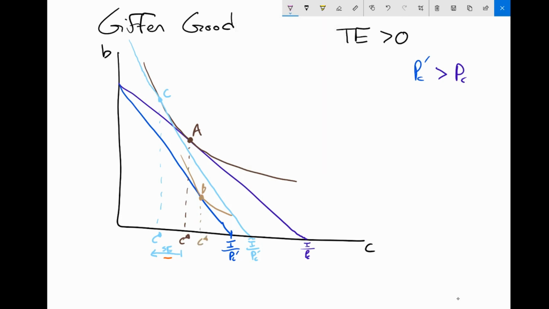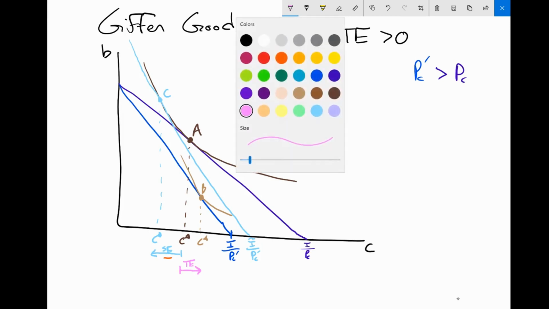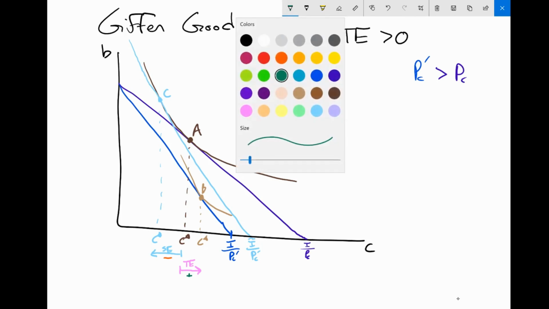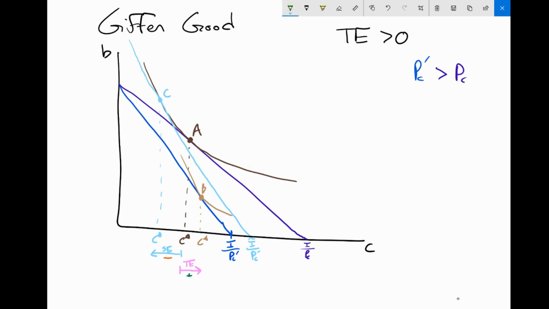What is the total effect? The total effect is an increase in demand, even though the price of coffee just went up. The total effect is positive in this illustration. The substitution effect is negative. Remember, the substitution effect is always negative, which means that the income effect is the difference between these two. The income effect is highly, highly positive. So it means a Giffen good.